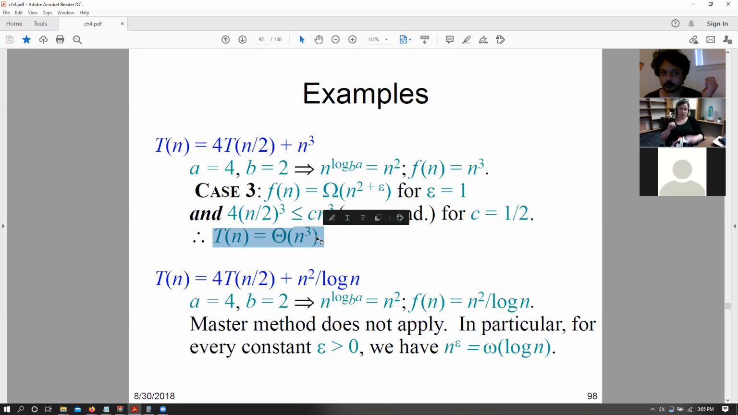Are you guys following these cases, or are you lost? Because I've been going over these examples a bit quicker.